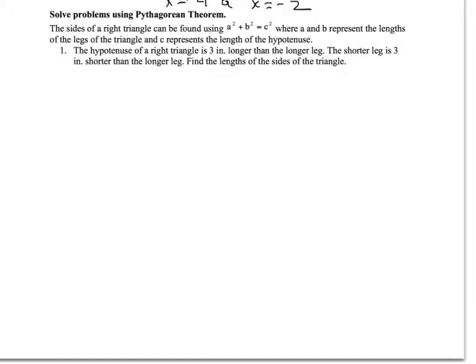And when I read this problem, it says the hypotenuse of a right triangle is 3 inches longer than the longer leg. The shorter leg is 3 inches shorter than the longer leg. Find the lengths of the sides of the triangle. So one thing I recognized because of the word right triangle, I can actually draw a right triangle, and because it talked about a longer leg and a shorter leg, I want to make sure I don't make the right triangle look like the legs are the same size.